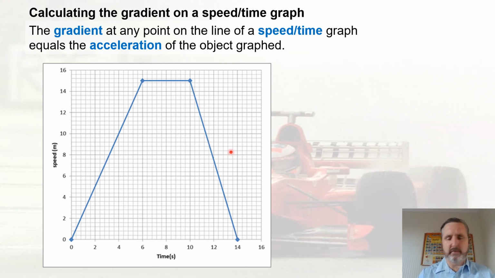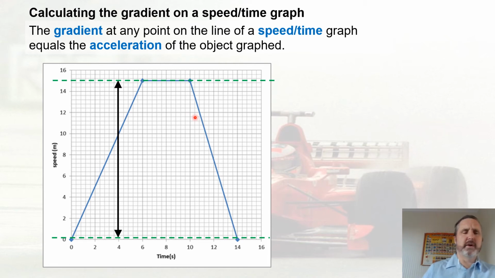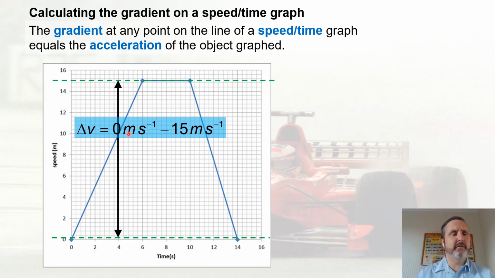Again, we can calculate the gradient in the same way we did with distance time graphs. We're going to put two horizontal lines. I'm going to calculate the gradient of this section here, so two horizontal lines from its start and its finish. I'm going to find its change in speed by taking the final value, which is 0, subtracting the initial one, which is 15. This might seem a bit counterintuitive or a bit backwards, but you can see if I do 0 minus 15, I will get a correct answer. That is that the velocity has actually decreased by 15 meters per second.